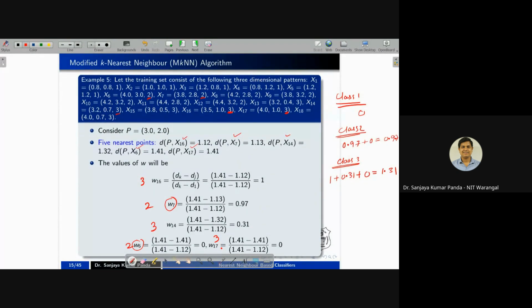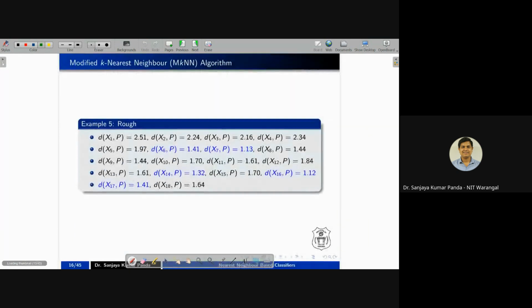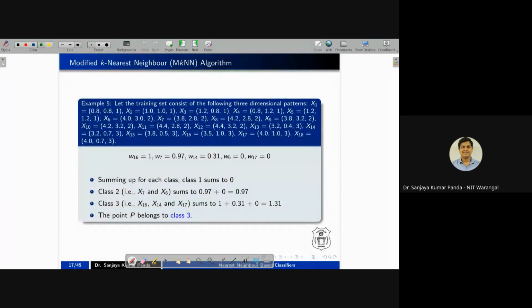It is not always true. For example, assume that here you are getting a value, let's say 1.97, let's say total is 1.9. Then will it belong to class 2? Not necessary that if you have more neighbors belonging to the same class, the test pattern belongs to that class. Sometimes with a minimum number of patterns also, if your weight value is more, then you are going to assign to that particular class. So in this way, the test pattern P belongs to class 3. Is it clear how MKNN works?